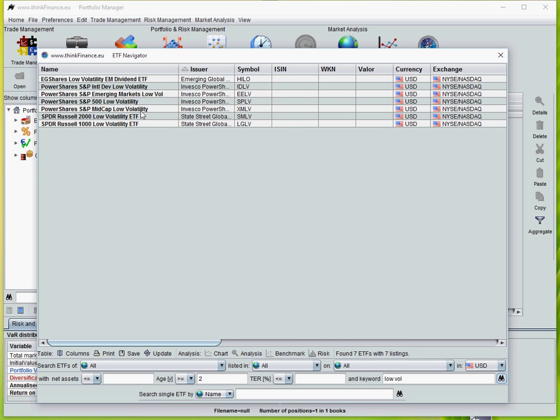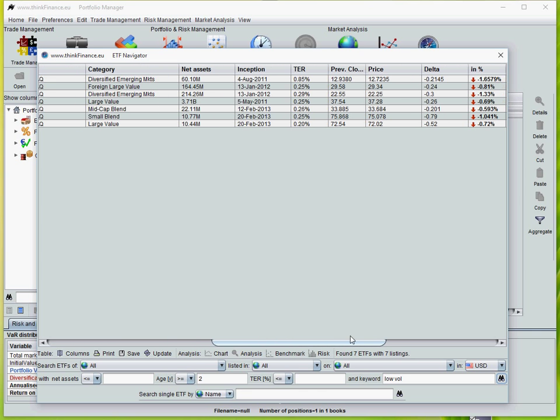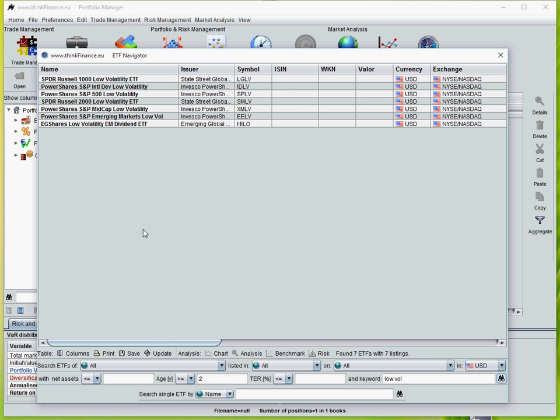Now, I'm a very cost-sensitive investor, so I want to look at the cost side of these ETFs, which means the total expense ratio. So the first thing I do is I sort this table according to the total expense ratio. So the cheapest ETFs are on top. Let's take a closer look. We have here a Russell 1000 low vol ETF, an S&P International Developed ETF, and an S&P 500 low vol ETF, which looks interesting. So let's look at this one here.